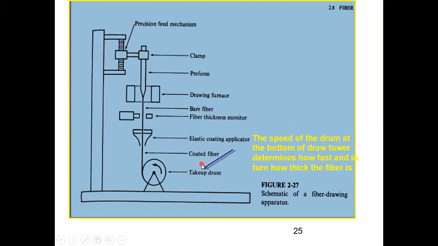So the speed of the drum at the bottom of the drawing tower determines how fast and in turn how thick the fiber is produced. देखो यहाँ पे fiber thickness monitor है. Okay, now it is just monitoring the thickness. Now, if it is a batch of single mode fiber, the thickness is less. If it is a multi-mode fiber, the thickness of the core, cladding का thickness, if you remember the dimension, it's the same. Only the core thickness is different for a single mode and a multi-mode fiber.